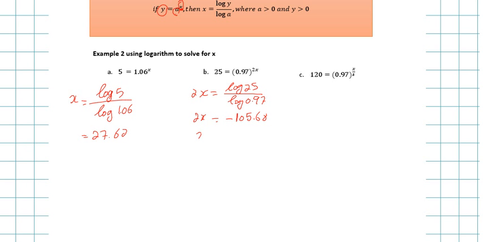So this is one way to actually solve this. There is another way. I'm going to show you both ways because I think the second way would be more useful for you guys. Do you understand that one? So I did log of 25 divided by the log of the base, and then I divided by 2. Do we all understand that?